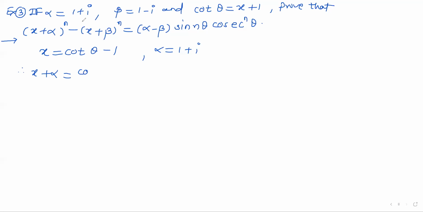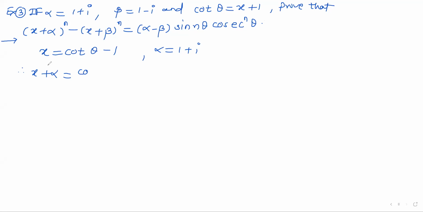Resume. So this is the question. If alpha is 1 plus i, beta is 1 minus i, and cot theta is x plus 1, then prove that (x plus alpha) raised to n minus (x plus beta) raised to n is alpha minus beta into sine of n theta into cosec raised to n theta. Right? So x is cot theta minus 1, alpha is 1 plus i.